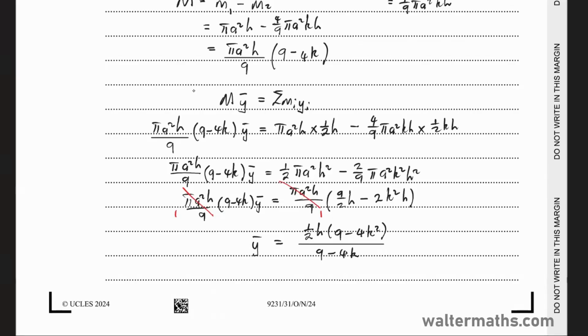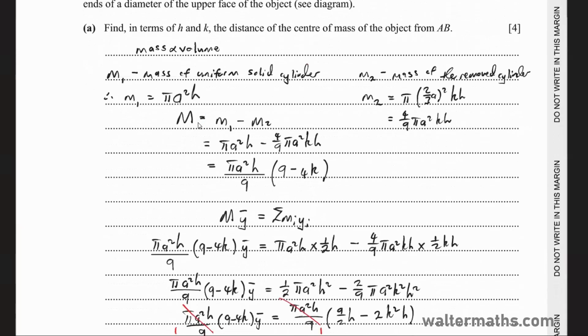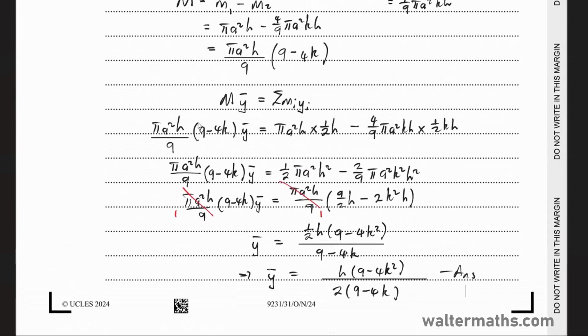So this is the same as saying y bar is equal to H of 9 minus 4K squared over 2 of 9 minus 4K. This is the answer, and that's how we find the distance of the center of mass of the object from AB. That's y bar, and that's how we do it.